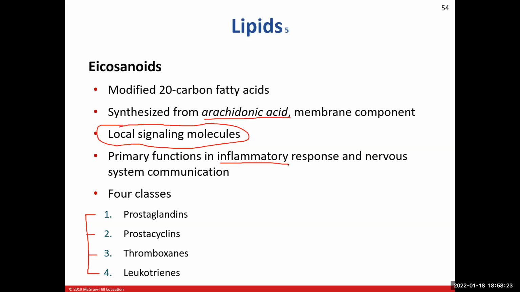But what I want you to know is these eicosanoids come from arachidonic acid. Where is arachidonic acid found? It's found in the plasma membranes of your cells, every single one of your cells. Arachidonic acid comes from the phospholipids there. And so arachidonic acid will undergo these chemical reactions and form the inflammatory response, and it can turn into any of these four classes: prostacyclins, prostaglandins, thromboxanes, and leukotrienes.